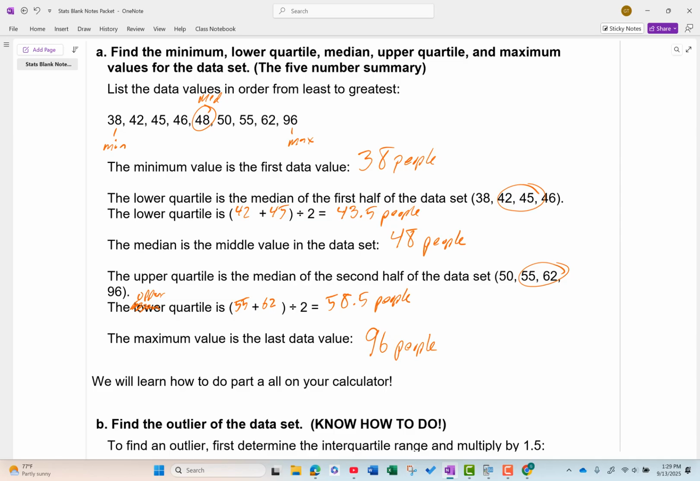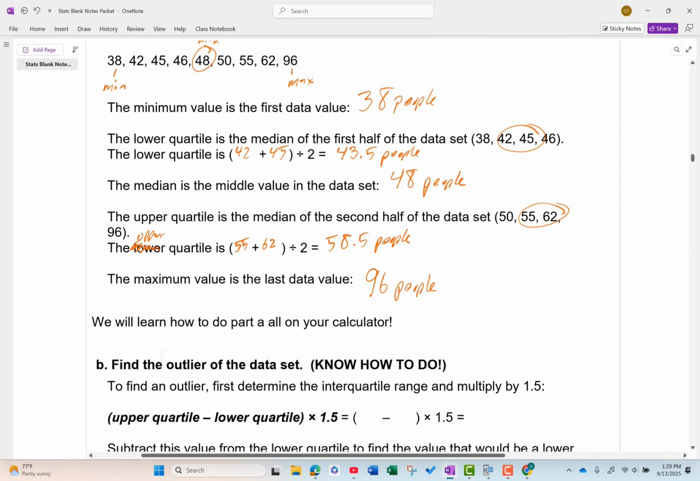All right, so I'm able to do that from a data point. But let's see if we can do this with a calculator, because with 9 values, I could reasonably do this on my own. But with a bunch of values, now we're going to have a problem. So we're going to take a look at that here in a second.